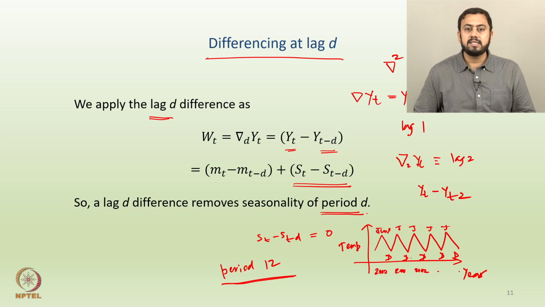So, period d means the seasonality is being repeated after every d periods, rather than 12. Okay, make sense? So, I will give you one more question.